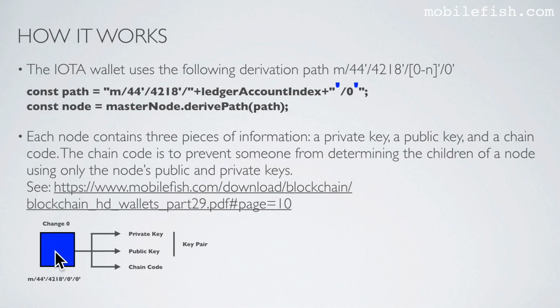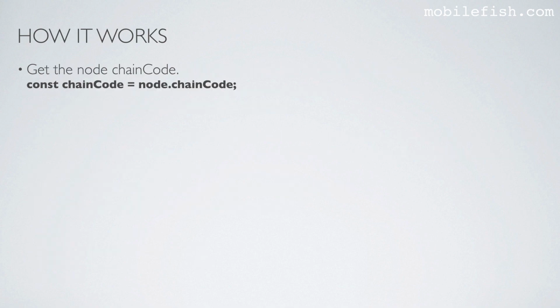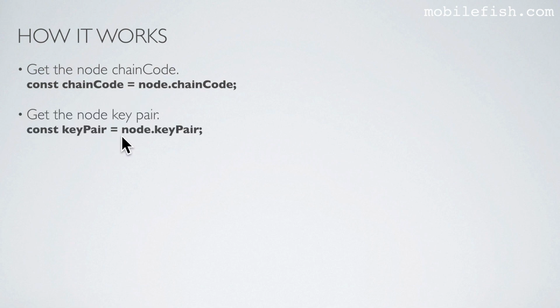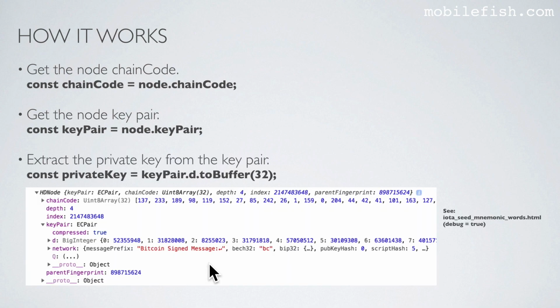This node is our change node with this derivation path, and each node contains 3 pieces of information: the private key, the public key, and a chain code. The private key and the public key together form the key pair. The next step is to get the node chain code. This is how it is done in code. The next step is to get the node key pair. This is how it is done in code. The next step is to extract the private key from the key pair. This is how it is done in code. So the private key is this value. This output can be generated if you set the debug variable to true in my web application.